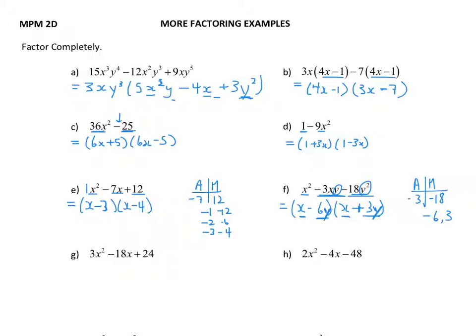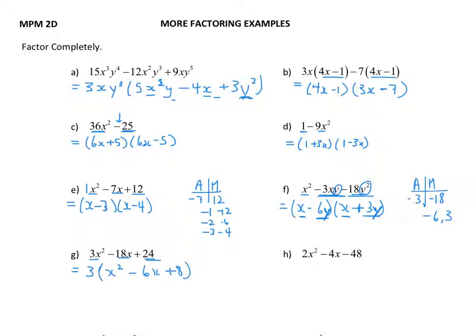All right, next one. If I look through this, I'm looking, is there anything common? Oh, ding, ding, ding! I've got a winner here. There is a common 3. So I'm going to, x is not common because the 24 doesn't have an x. So I'm going to factor everything or divide everything by a 3. I'm left with 3 multiplying an x squared minus a 6x and a +8.